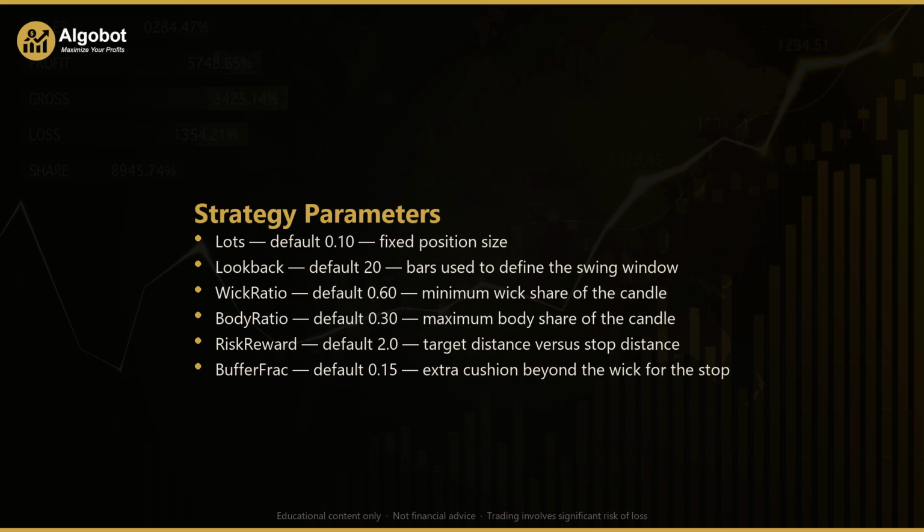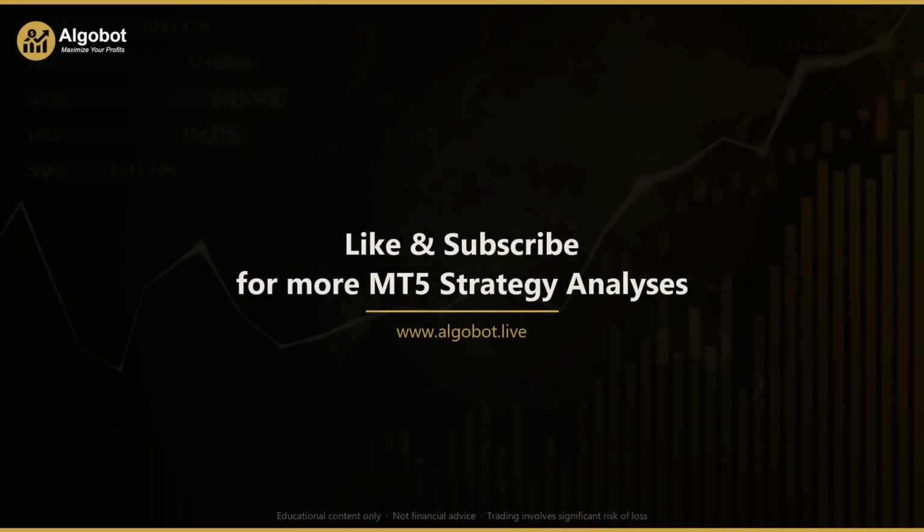Tune these together and always test changes before using them. And that brings us to the end of our breakdown of Wick Rejection Reversal. We covered how this pure price action strategy reads the shape of a single candle, how it only trades hammers and shooting stars rejected at the extremes of a range, how it places its stops just beyond the wick, and how each parameter shapes its behavior. Remember, everything here is educational content only, and nothing in this video is financial advice.